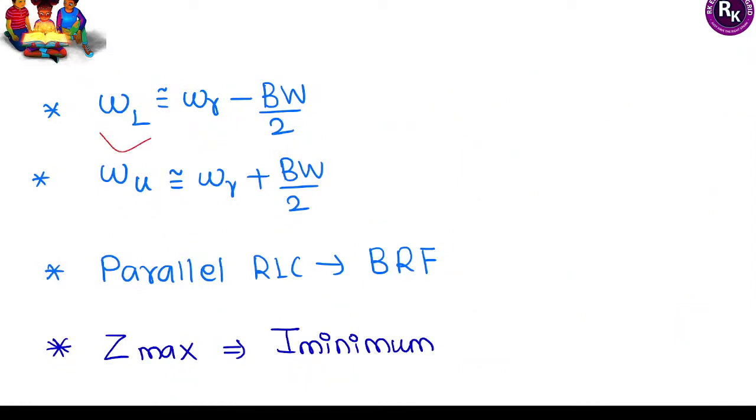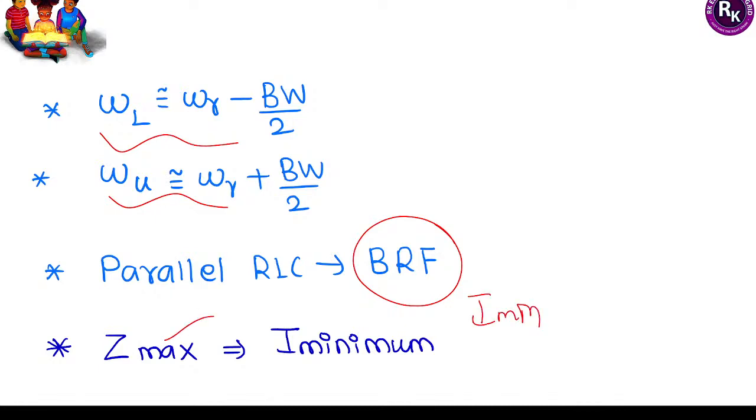As usual, the approximate bandwidth formulas for series and parallel are the same. And the parallel RLC circuit will be acting as a band rejector filter. At resonance, impedance will be maximum and current will be minimum in the case of a parallel circuit. Whereas in a series circuit, current will be maximum and impedance will be minimum at resonance.